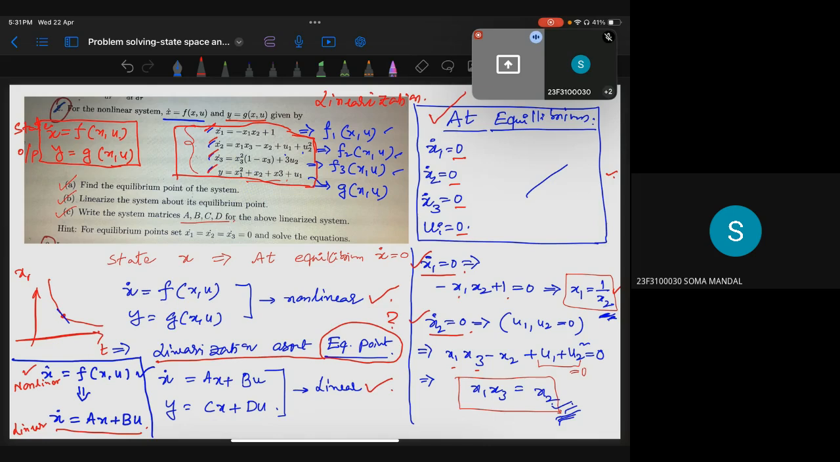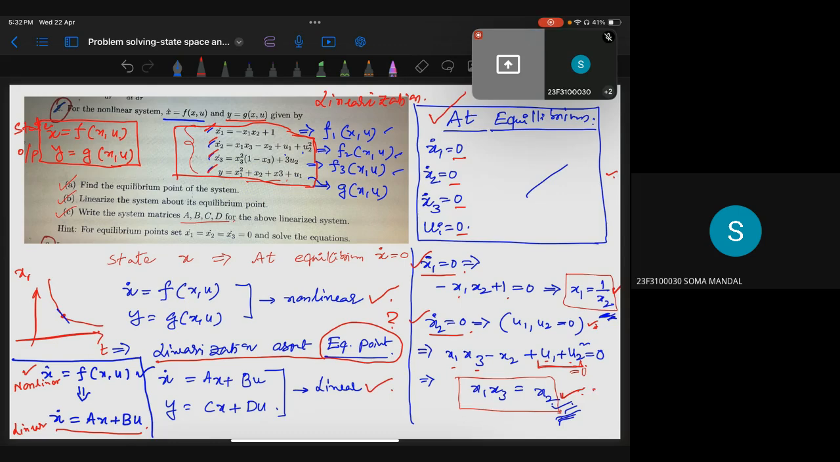So you will get x1 x3 minus x2, considering all the inputs are 0. When you take x2 dot equal to 0 and substitute the inputs, v1, u1 and u2, as zeros, from this we'll get x1 x3 equal to x2. So from the first equation we got one relation, and from the second equation we got another relation.